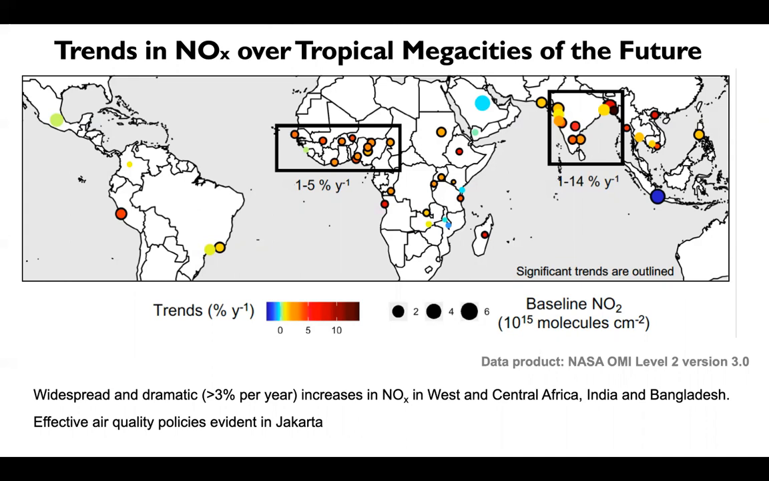And so I've just highlighted two regions that are of interest here. We can see that in West Africa in general, there's an increase of between 1% and 5% per year, quite dramatic increases. And then more so in India and Bangladesh, where we see that the increase can be anywhere between 1% and 14% per year. One city, Jakarta, does stand out as notable because it's undergoing quite a significant decrease in NO2, indicating that there are effective air quality policies in Jakarta compared to the other tropical megacities.